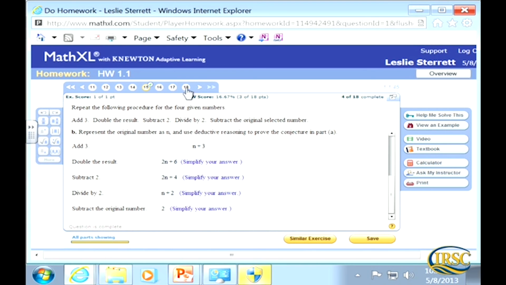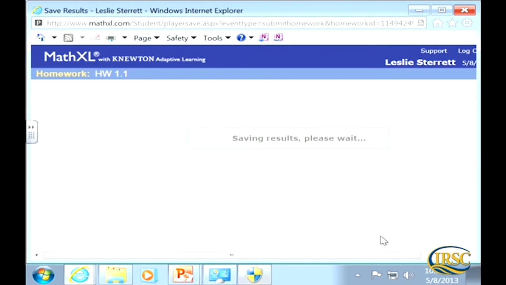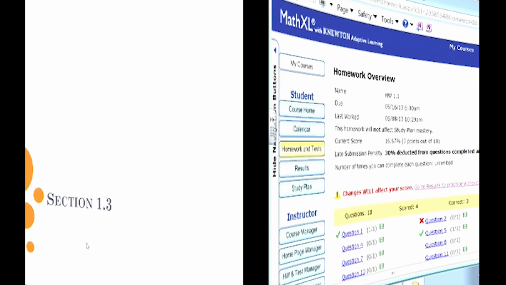All right, and then you'll have some other problems, like maybe looking at a pattern and answer these equations, do the actual multiplication, see if you notice any patterns. You might be asked to create the next line based on the pattern, and so on, just all different kinds of problems like that. All right, so I'm going to move on to the next section, which is section 1.3.